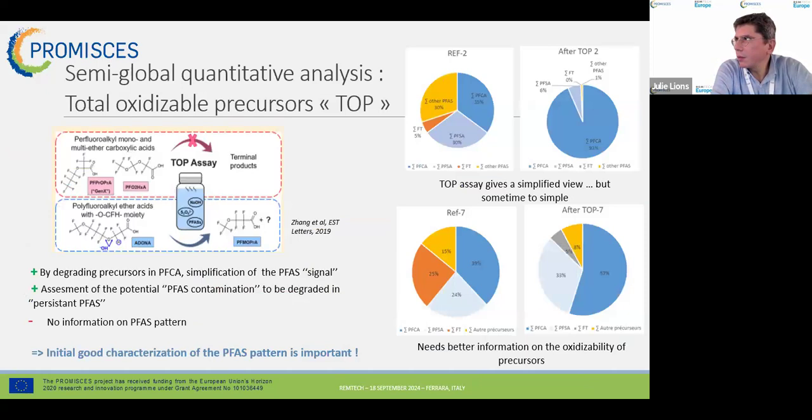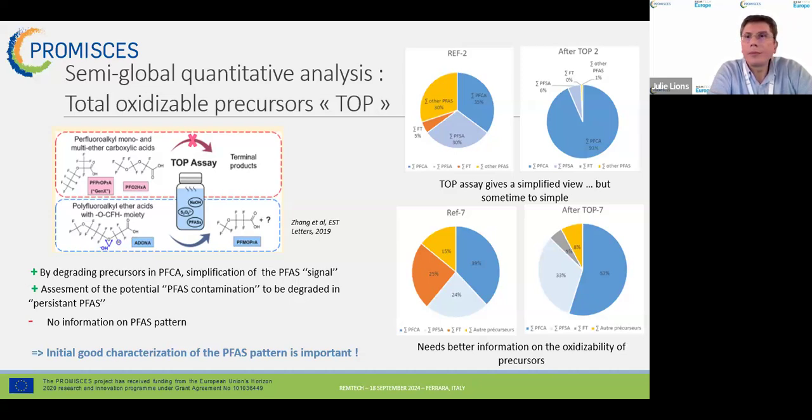Okay, so the TOP assay, what is it? In fact, in this approach, we can take the sample and apply an oxidation of this sample. This oxidation will break the PFAS compounds we can have. Sometimes they are compounds that we are not able to analyze because we don't have the targeted analysis and we don't know which compound it is. So this can break these PFAS into terminal products, into other short-chain PFAS.